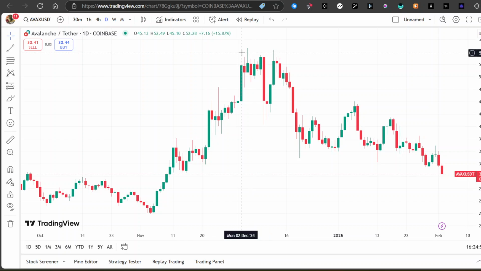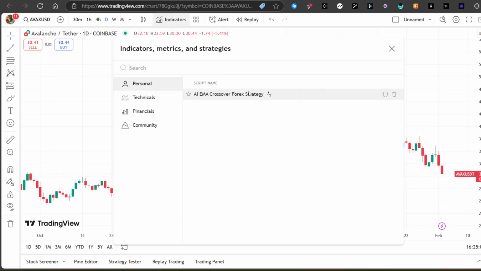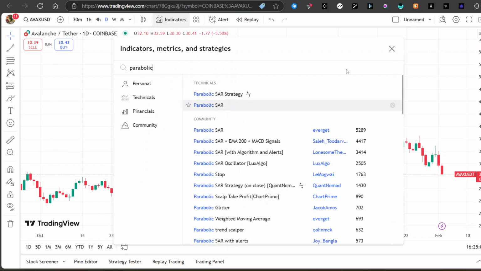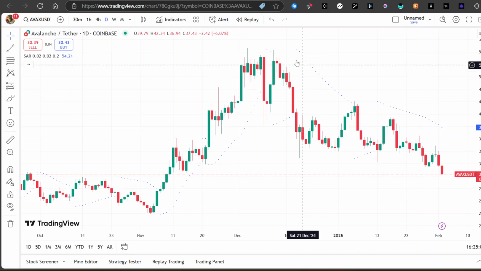Okay, so I'm just going to add the traditional parabolic SAR indicator so that we can see that real quick. You can see this is the traditional parabolic SAR indicator that is indicated by dots. When you have a downtrend, you're going to find the dots appear above the candlesticks, and when you have an uptrend, you're going to have the dots appear below the candlesticks. So that is the traditional parabolic SAR, and mind you that SAR stands for stop and reverse.